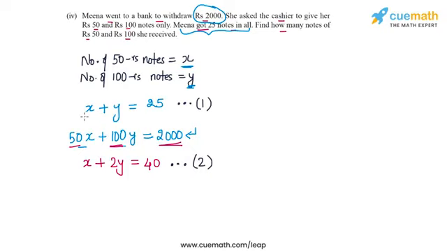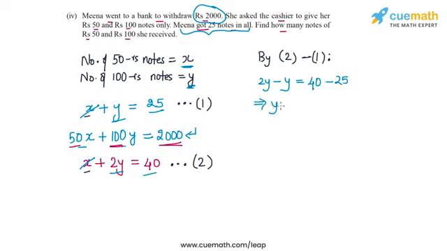And now the coefficients of X in both these equations are the same, so all we have to do is subtract these two equations to eliminate X. So let's do 2 minus 1, and by doing this, what will we have? On the LHS, these X terms will cancel out, and we'll have 2y minus y, and on the RHS we will have 40 minus 25. So this gives us y is equal to 15.